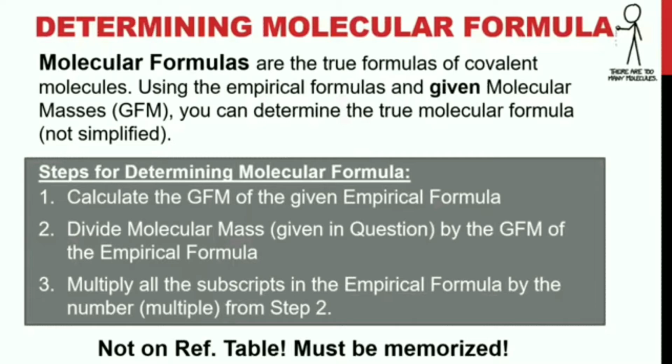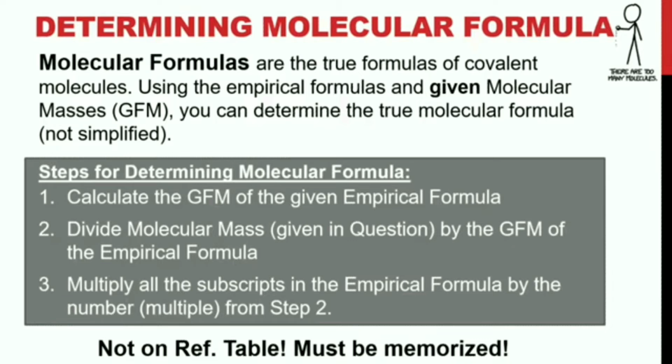The molecular formula is the true proportion of elements in a covalent molecule. You can use empirical formulas and a given molecular mass, also known as a gram formula mass, to determine the true molecular formula of a compound. In order to do this, you have to follow 3 easy steps. The hardest part about these steps, though, is they are not on the Regents chemistry reference table, so you have to know what you are doing.